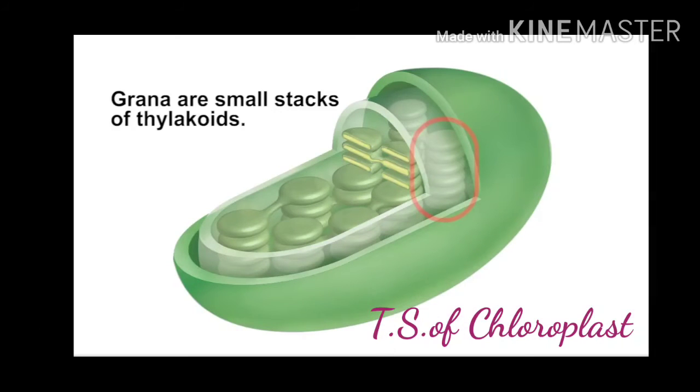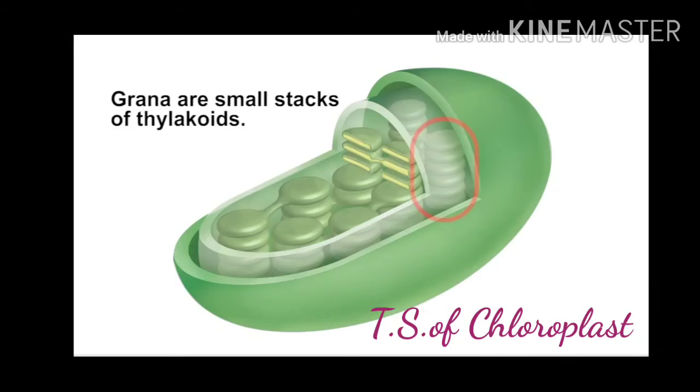Inside this inner membrane, there will be a liquid portion which is almost transparent, and it is called stroma, whereas those coin-like structures are called thylakoids. These thylakoids are arranged like stacks, like how a stack of books is arranged, one book over the other to form a heap. In the same way, these thylakoids are arranged just like coins, one over the other.